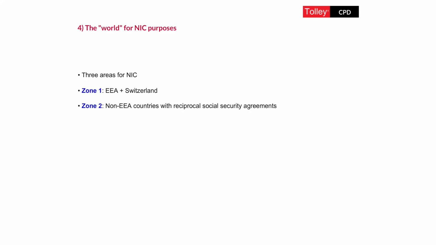Now, we're going to look at the world in 3 zones for this purpose, Zone 1, 2 and 3. Now, Zone 1 is the European Economic Area, which is EU member states plus Norway, plus Iceland, plus Liechtenstein, and add Switzerland into that. Zone 2 would be non-EEA countries with reciprocal social security agreements with the UK. So, for example, the US, Canada, Japan, etc. We've also got Zone 3, which is the rest of the world. So no reciprocal social security agreements with China, Australia, India, for example. And we'll consider these zones one by one.